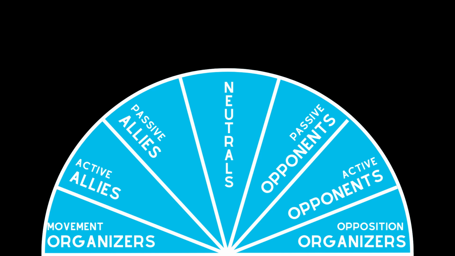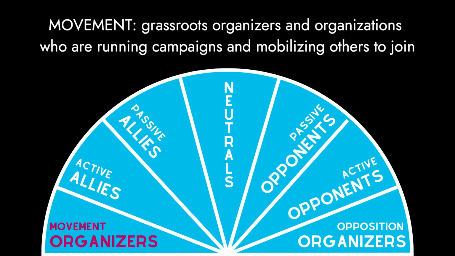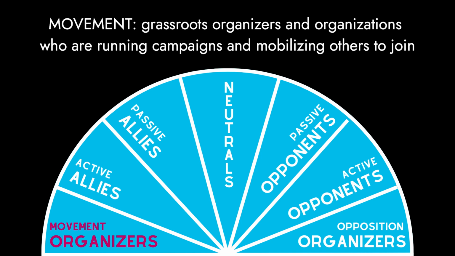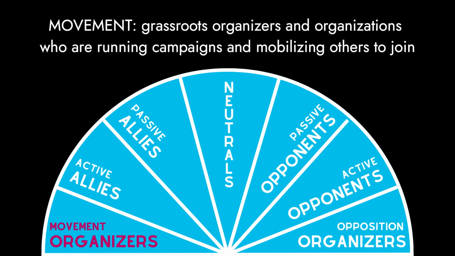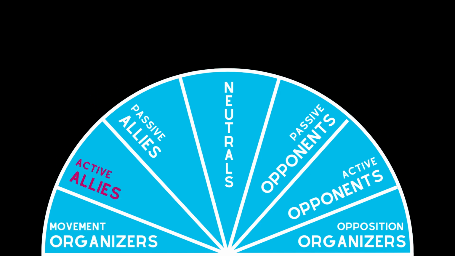So I'm going to define each of these terms and give an example of each one for the issue of climate justice. So let's start with movement organizers. The movement typically refers to individual grassroots organizers or grassroots organizations who are running campaigns to address the issue and mobilize other people to join the movement. So for climate justice, this might be groups like the Climate Justice Alliance or the Sunrise Movement, or individual people hard at work fighting for climate justice.